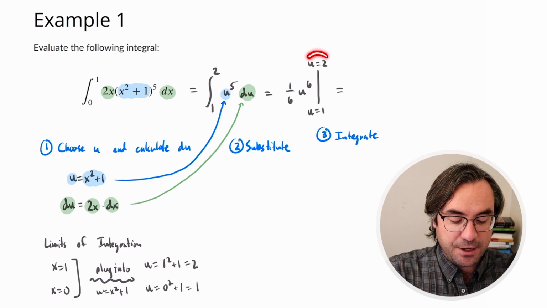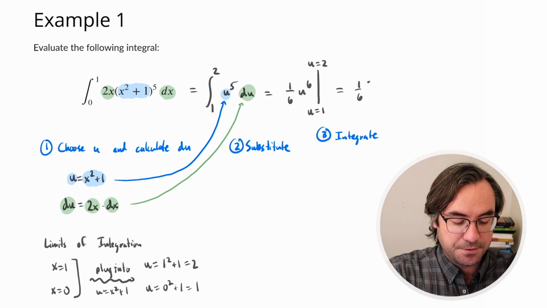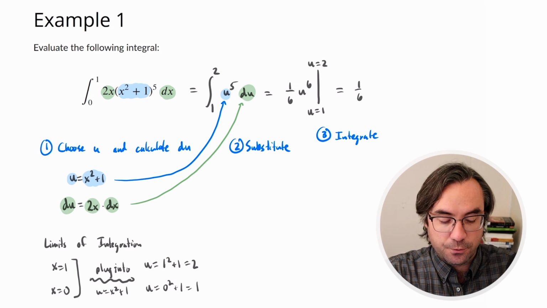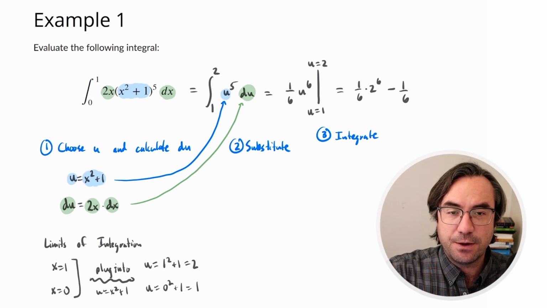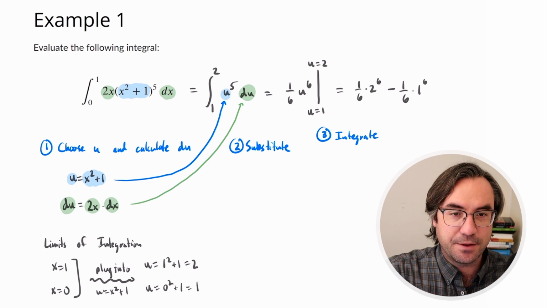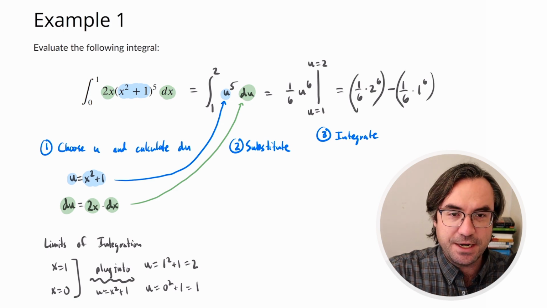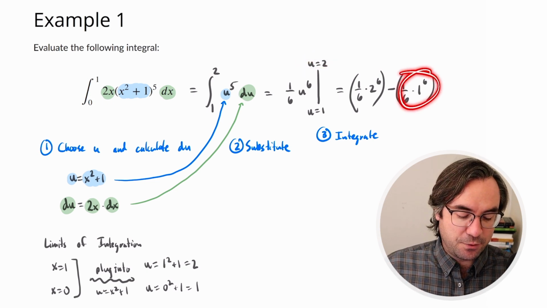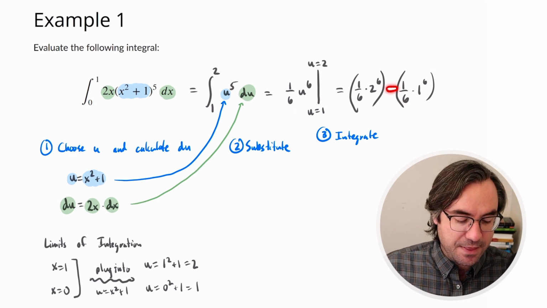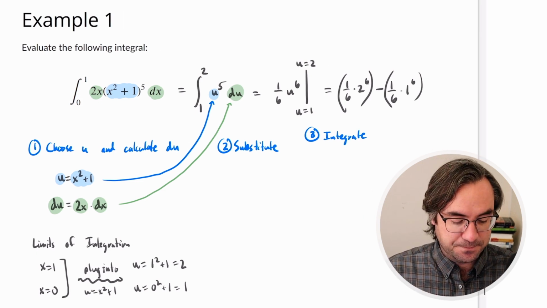So that's the last step here. So the way we do this evaluation, we take the top number, plug it in. So we get 1 over 6 times 2 raised to the power 6. Then we subtract, and we plug the lower bound in. So we get 1 over 6 times 1 raised to the power 6. And again, for more complicated ones, usually it's a good idea to set up the framework for the evaluation. So big set of parentheses for what you get when you plug the top number in, big set of parentheses for what you get when you plug the lower bound in, and then the minus sign in between. So that's our last step. Do the evaluation.